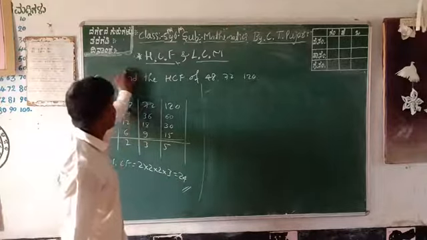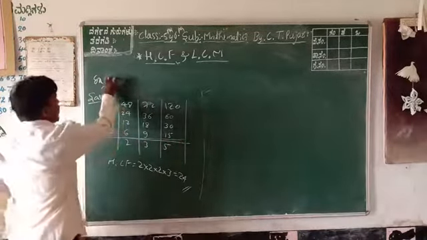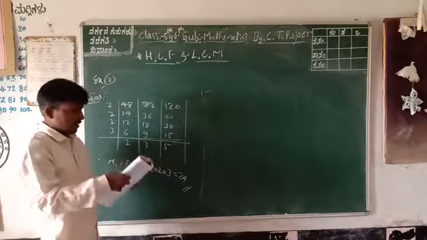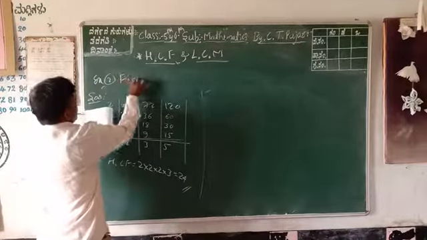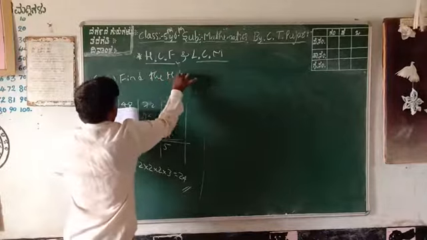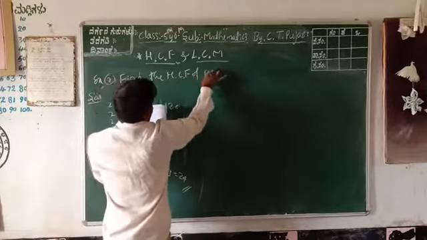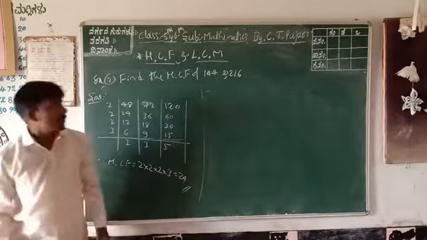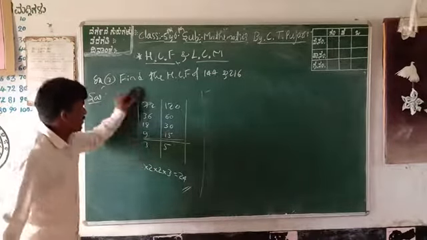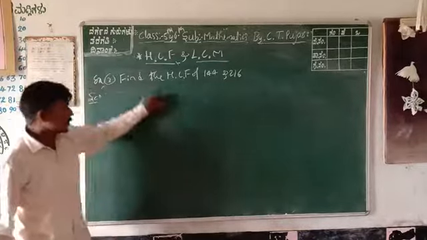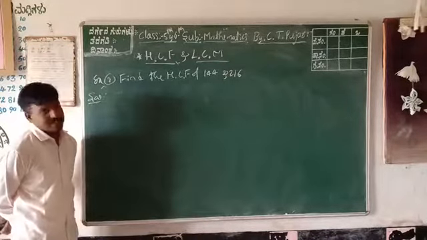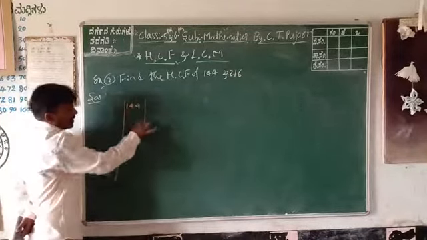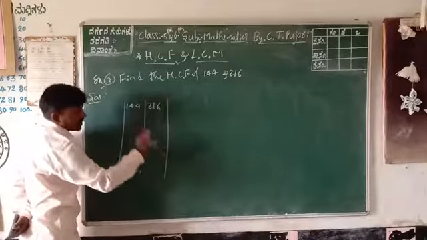Next, the second example. Find the HCF of 144 and 260. You can choose any method to find the HCF. First of all, you can find it by the direct method. The direct method is this: 144, next 260.